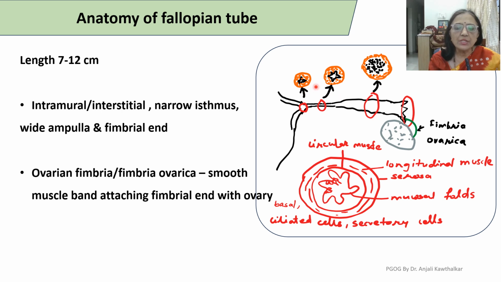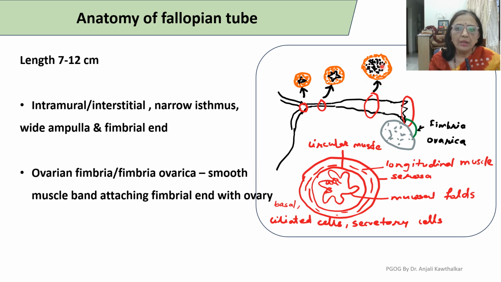Now, this is the cross section, and it is interesting to note that for this intramural or interstitial portion, this layer of the muscle wall is thick, whereas it becomes thinner and thinner as we progress from interstitial to isthmus, and from isthmus to the ampullary portion, where the wall is thinner.